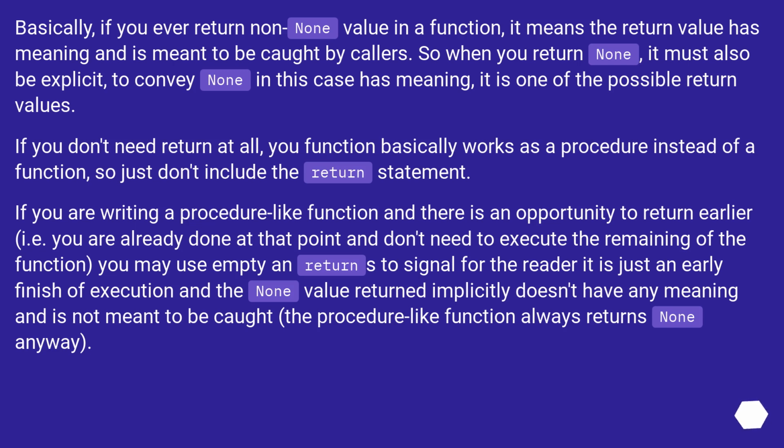If you are writing a procedure-like function and there's an opportunity to return earlier, you are already done at that point and don't need to execute the remainder of the function. You may use an empty return to signal for the reader it is just an early finish of execution and the none value returned implicitly doesn't have any meaning and is not meant to be caught. The procedure-like function always returns none anyway.